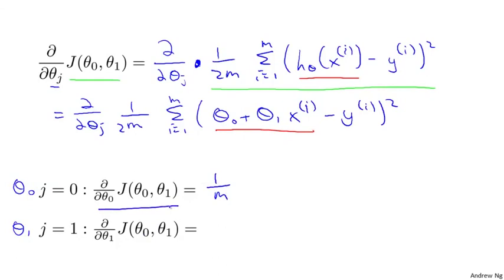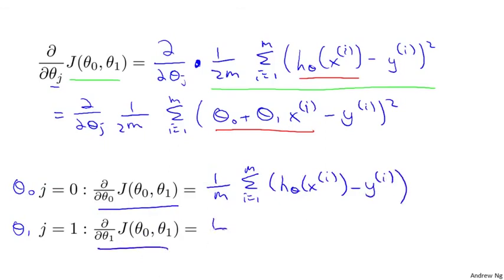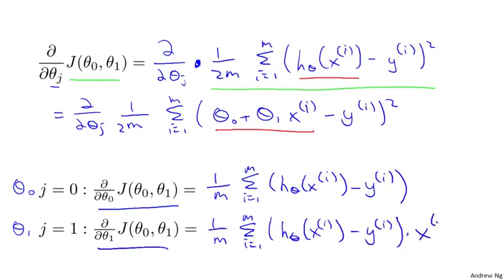It turns out the first term simplifies to 1 over m, the sum over my training set of h(xi) minus yi. And for the partial derivative with respect to theta 1, I get this term: h(xi) minus yi, times xi. Okay?